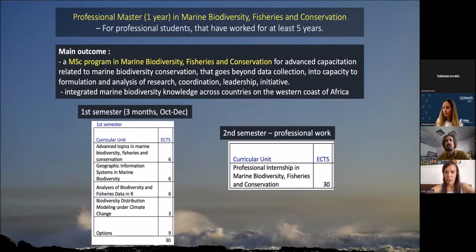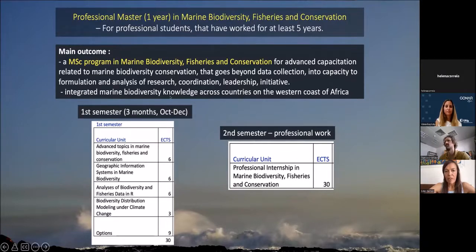This is information on this program, which is aimed mostly at developing this marine biodiversity information network and training how to use the data and how to apply it for management, conservation, and biodiversity knowledge and research. This is the structure of the first semester in Portugal, which will be based on these main courses with several options. Then there's a second semester, which is going to be professional work, where students can be in their own institutions doing their own professional work, but applying what they have learned.